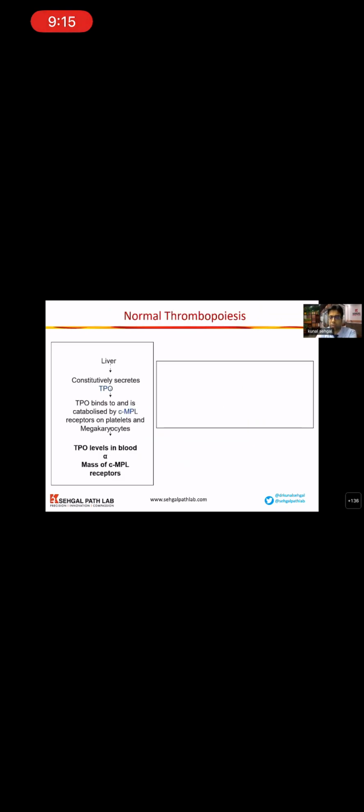Now, before I jump to approach to thrombocytopenia, it is good to understand what is normal thrombopoiesis or platelet development. Liver plays a very important role. Like we know, erythropoietin comes from kidney. Thrombopoietin is constitutively secreted by the liver. This thrombopoietin binds and is catabolized by the cMPL receptors. So this MPL receptor is present both on the platelet and megakaryocyte. So the TPO level in blood is proportionate to the mass of the MPL receptor.